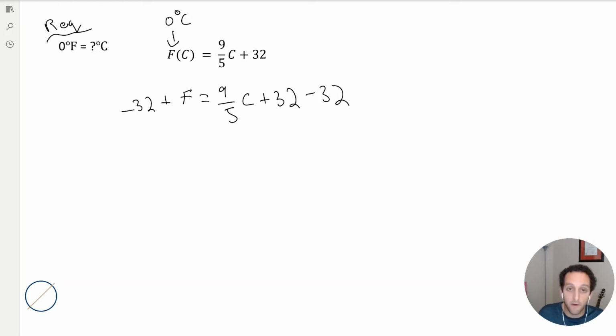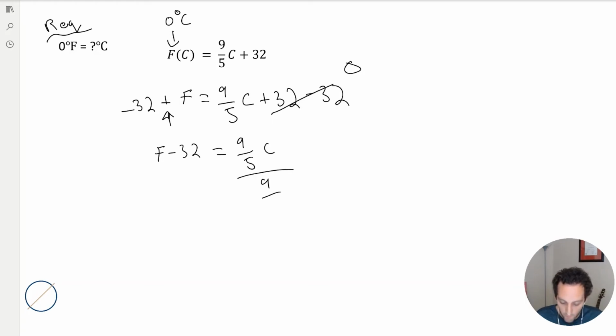So the plus there in front of the f is implied. So these guys will go to 0. We could rearrange this side for f minus 32. We're going to have 9/5c. And so in order to get rid of the 9/5, because our purpose right now is to isolate for c algebraically, we're going to divide out 9/5, and we do that to both sides.